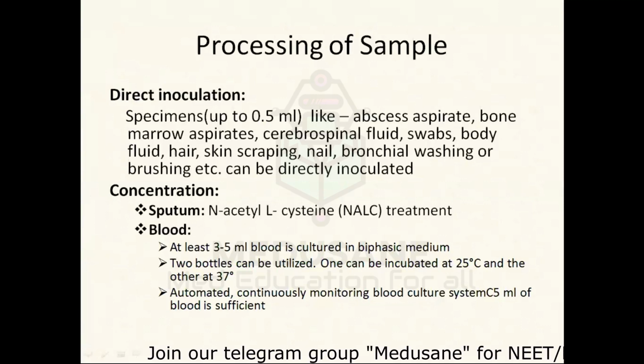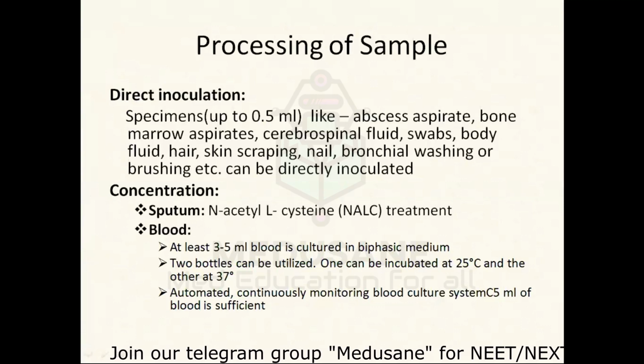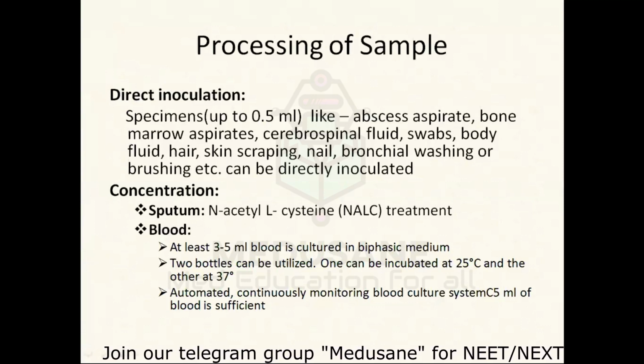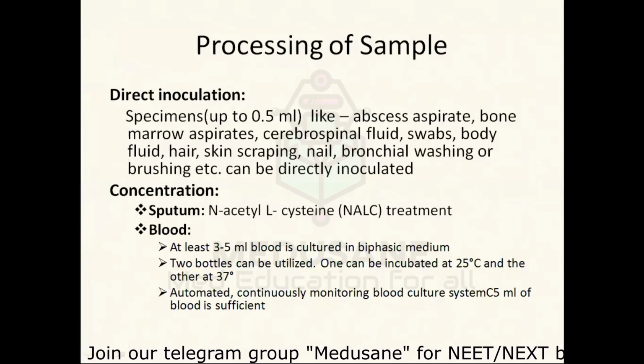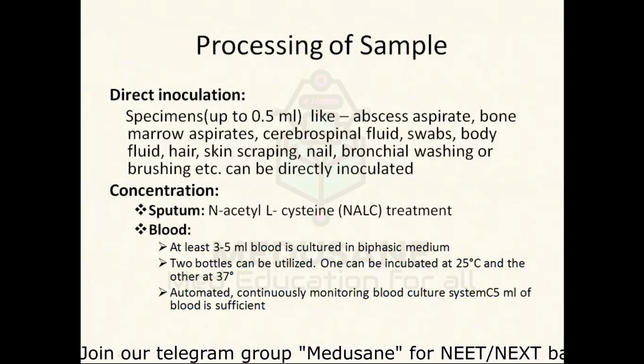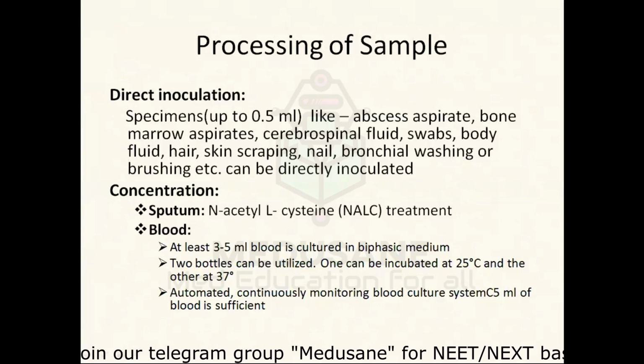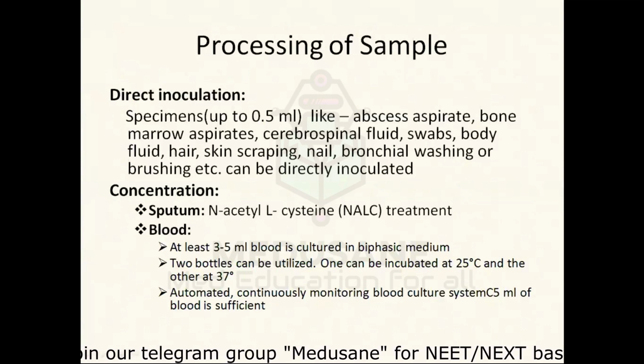For a blood sample, you want to collect it in the biphasic medium in two bottles, and it's maintained at two different temperatures, because the blood sample is usually caused by the systemic mycosis, right? So in the systemic mycosis, I have already told you that it is mostly caused by the dimorphic fungi. So it may grow at two ambient temperatures. So we want to maintain the blood culture bottle at two ambient temperatures.